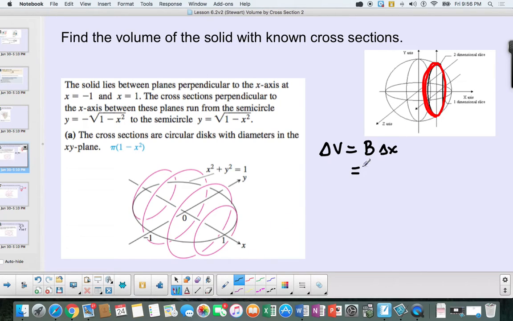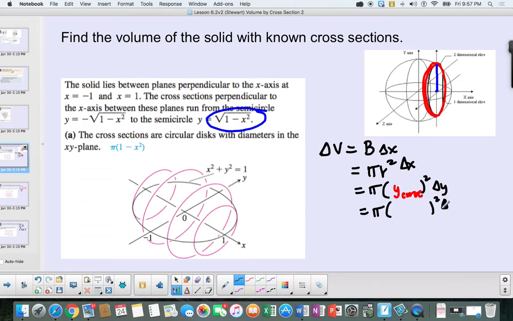Okay, so we know that the shape of our base is a circle, so I'm going to write pi r squared delta x. Now, what is my radius? My radius goes from the x-axis up to the curve, and that top curve is this thing right here. So I'm going to write equals pi, and the radius is y of the curve. In this case, this is the y of the curve, so I'm going to write equals pi times, now this should have been a delta x. I'm changing that.